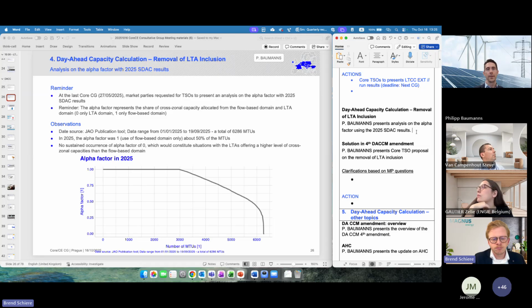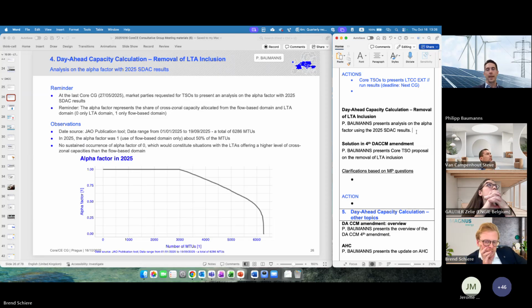Just beware that an alpha factor of 0 would mean that only the LTA domain would have been used, and factor 1 means that only the flow-based domain has been used in capacity allocation. A value between 0 and 1, like 50%, doesn't mean 50% of the capacities. It just means that it's somewhere in between what has been allocated.